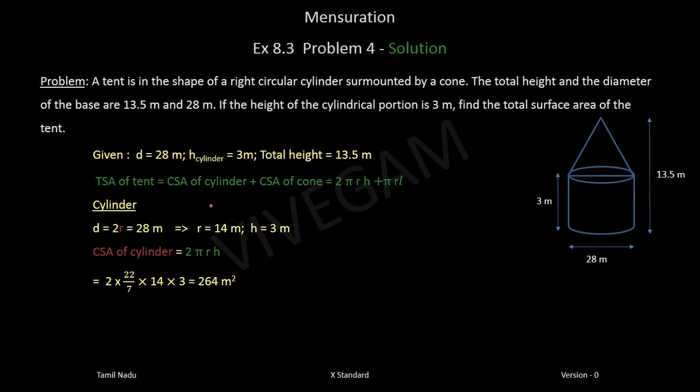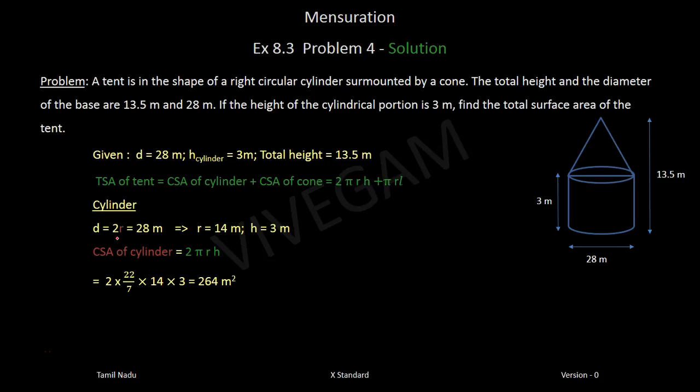So the solution here: the diameter is 28 meters, height of the cylinder is 3 meters, total height is 13.5 meters. It's all given here. The diameter of both cylinder and the cone is 28 meters. So the TSA of the tent is curved surface area of the cylinder plus curved surface area of the cone. Curved surface area of the cylinder is 2 pi RH, curved surface area of the cone is pi RL.